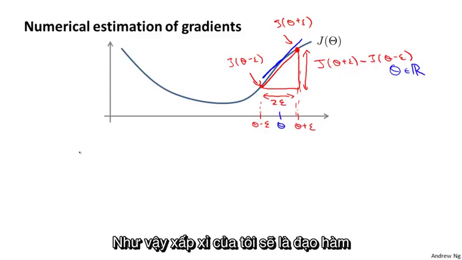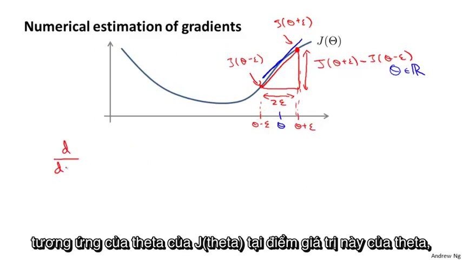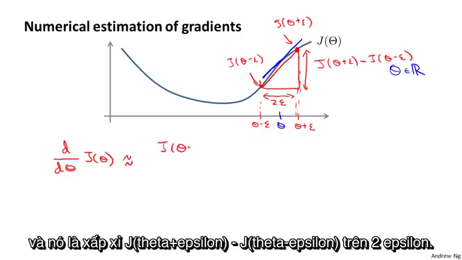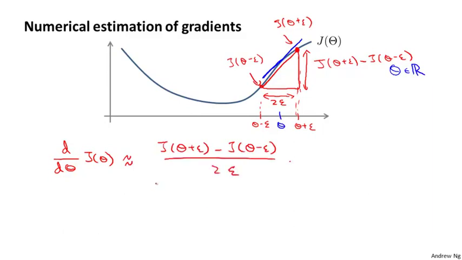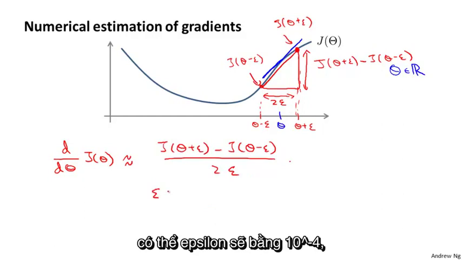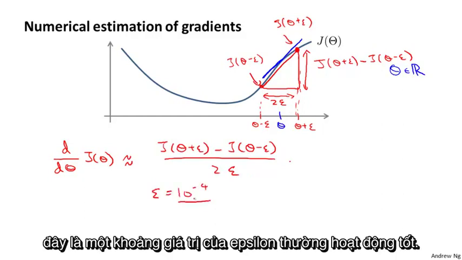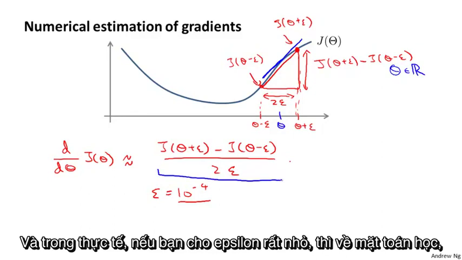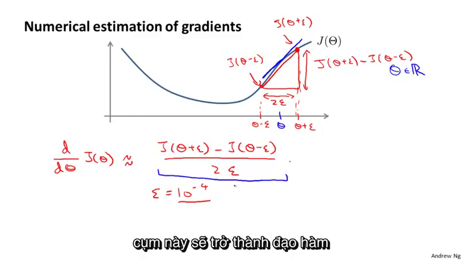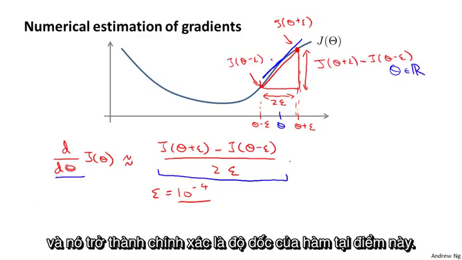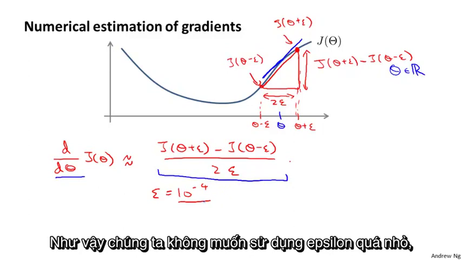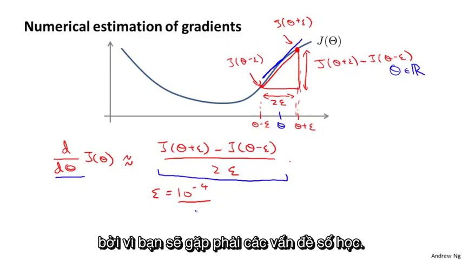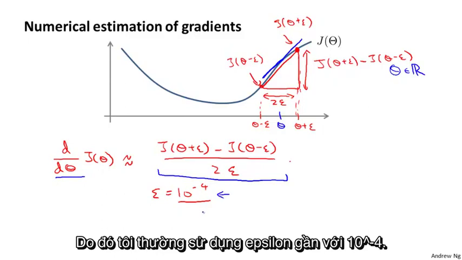So my approximation is going to be that the derivative with respect to theta of J of theta at this value of theta is approximately J of theta plus epsilon minus J of theta minus epsilon over 2 epsilon. Usually I'll use a pretty small value for epsilon, on the order of 10 to the minus 4. There's usually a large range of different values for epsilon that work just fine, and in fact if you let epsilon become really small, then mathematically this term becomes exactly the slope of the function at this point. It's just that we don't want to use epsilon that's too small, because then you might run into numerical problems. So I usually use epsilon around 10 to the minus 4, say.